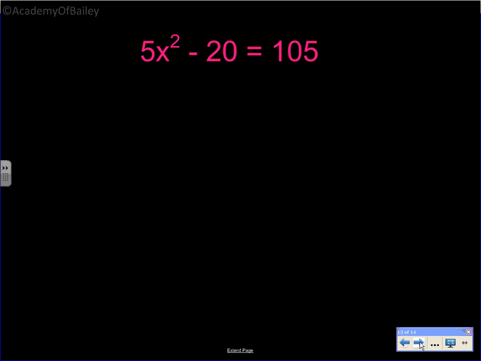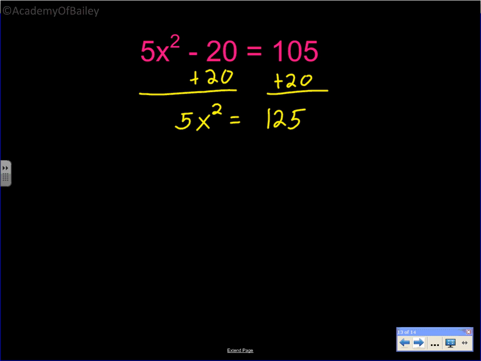Go ahead and test your skills here. Pause the video, and I'll work it out in one moment for you. You're supposed to add 20 to both sides first. So we're left with 5x squared is equal to 125. Divide both sides by 5. And x squared is equal to 125 divided by 5, 25. And get x by itself.